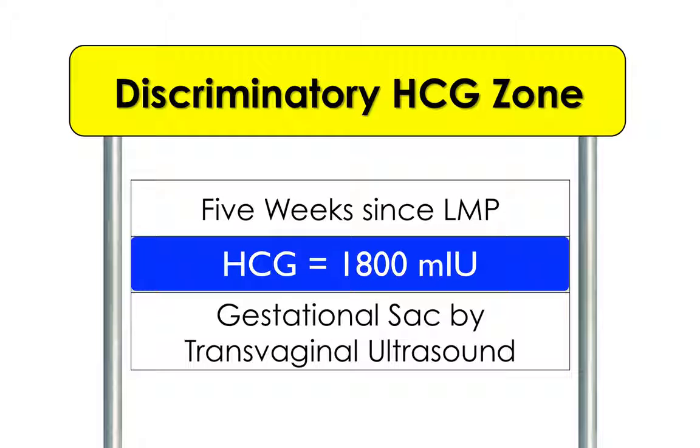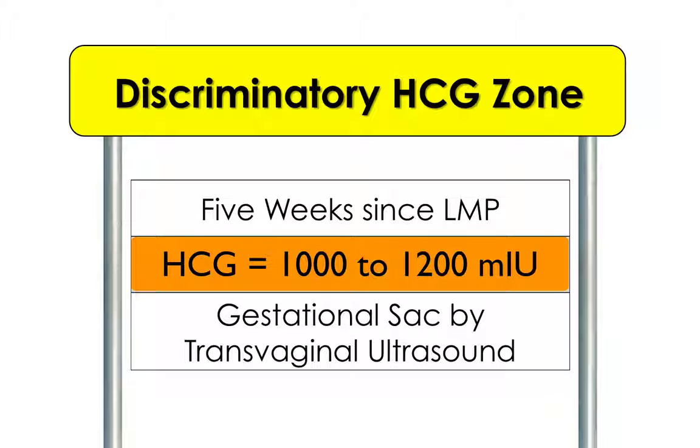At 5 weeks since the first day of the last menstrual period, an HCG value of 1,800 milli-international units should demonstrate evidence of an intrauterine pregnancy by transvaginal ultrasound, and this includes a gestational sac and perhaps a yolk sac. This value has changed significantly over the past 2 decades with improvement in ultrasound technology. Currently, a value of 1,000 milli-international units is most commonly used.